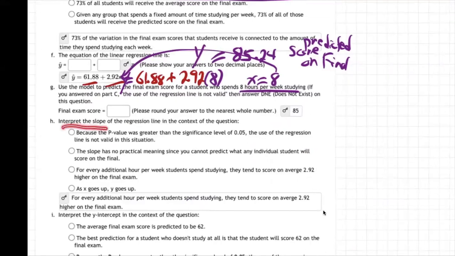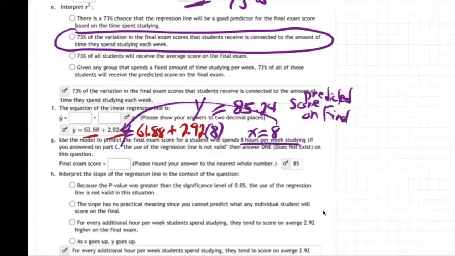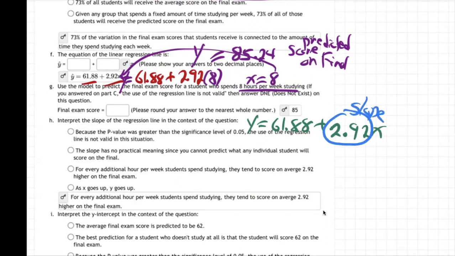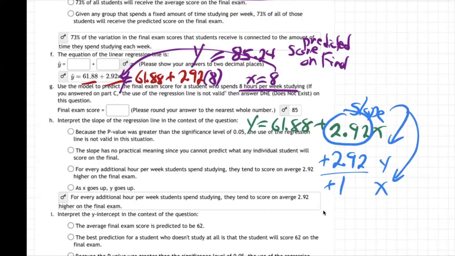So the next question: interpret the slope. Which one's the slope? Remember, the slope is the number next to x. So if y equals 61.88 plus 2.92x, then 2.92 is the slope. You take that 2.92, it's positive, put it over 1, and that's y over x. That's what you always do with slope. With slope, you always do y over x. That's just what slope means: change in y over change in x.